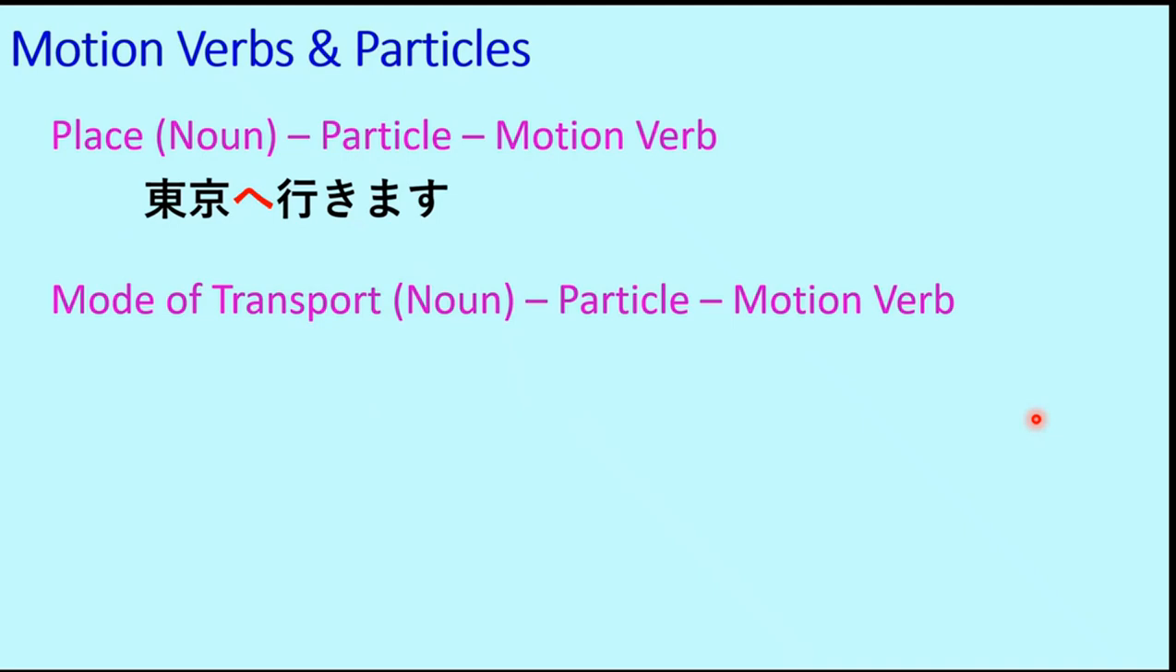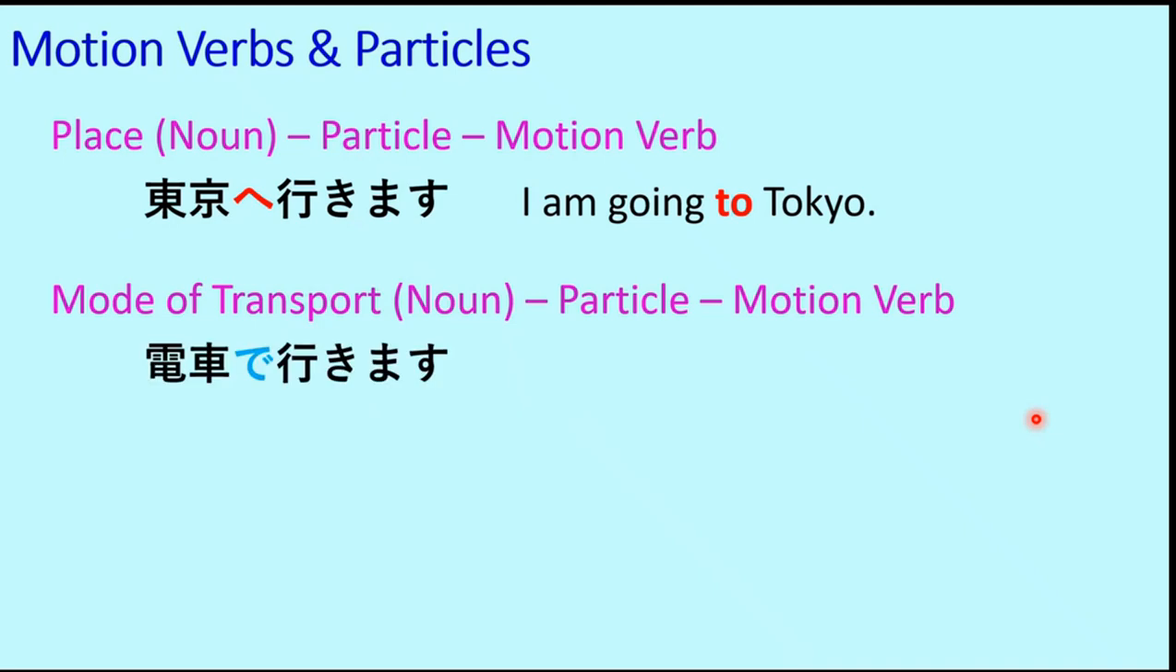Now what happens when the mode of transport is mentioned instead of the name of the place? In that case, it will be, for example, densha de ikimasu. Now the place has changed to the mode of transport. Earlier it was Tokyo, now it is densha. Densha means train. So densha de ikimasu means I am going by train. I am going in the train. So the de particle will be used.